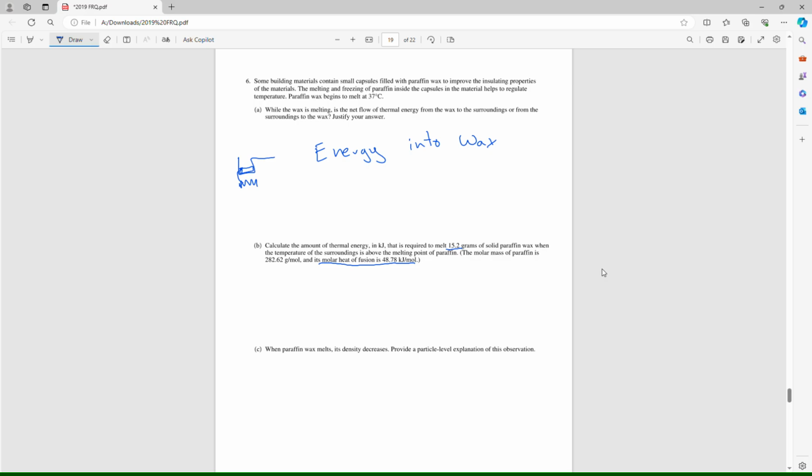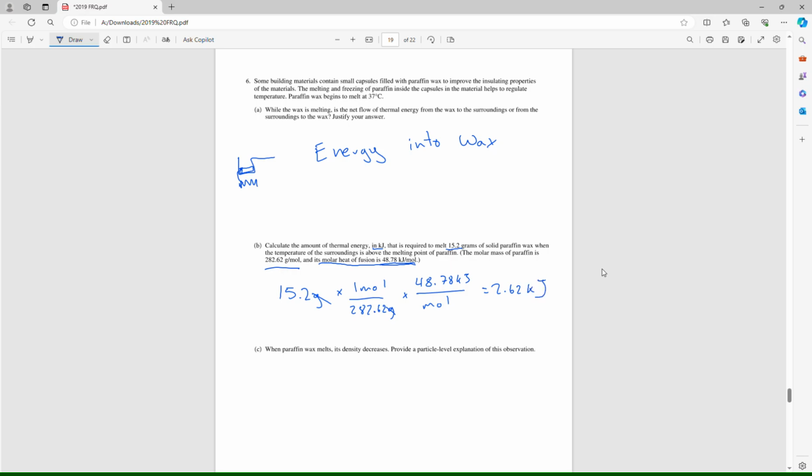So let's first find the amount of moles of paraffin wax we have. 15.2 grams. It gives us the molar mass as grams per mole, so 1 mole is 282.62 grams. Grams cancels. We're left with moles of paraffin wax. And then we want to find kilojoules, so just multiply it by the value in kilojoules per mole. Moles times kilojoules per mole gives us kilojoules. And this gives us the answer of 2.62 kilojoules.